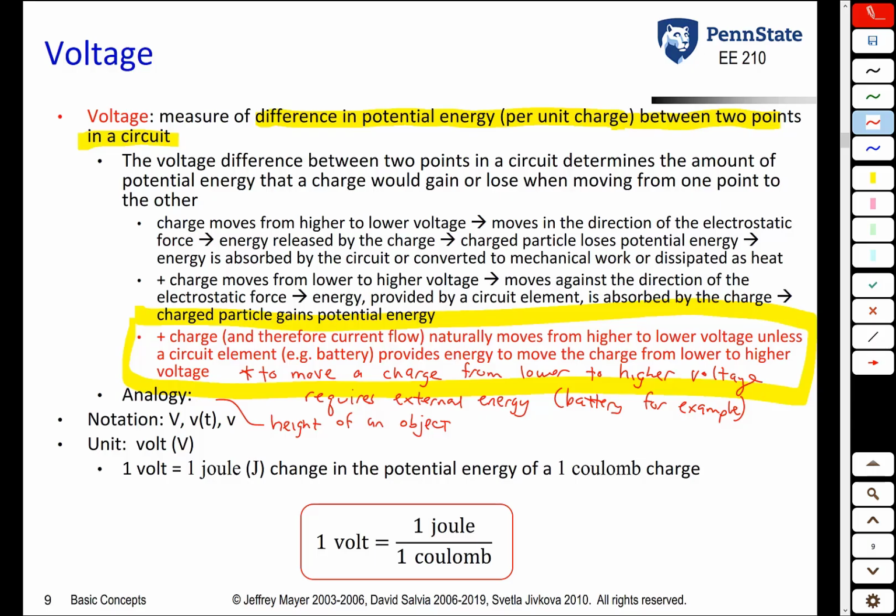So the notation of a voltage, we use the letter V, and just like with current and charge, we use a capital to represent a voltage that is constant and a lowercase to represent a voltage that is potentially changing. The unit of voltage is a volt. And as we mentioned, voltage is energy per unit charge. So specifically, 1 volt is 1 joule change in potential energy for 1 coulomb of charge. So once again, it is energy per unit charge. That's what voltage is.